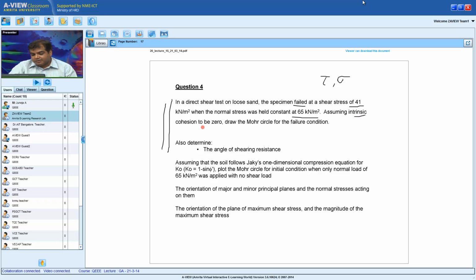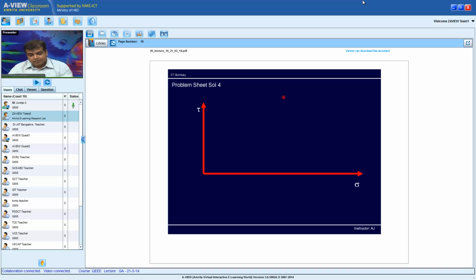It says assume intrinsic cohesion to be 0, that is C prime to be 0. Draw the Mohr circle. Remember, it's a loose sand, direct shear test, no pore pressures are generated, it's a drained test, so all my stresses would be in terms of effective stress. Then it moves on to determine various other things. We will look at this as we go through the solution. We have about 10 minutes, and I can finish this solution within 5 minutes if you're with me. Let's look at just the first part, and I'm going to go to the next slide, which shows the solution to the first part.